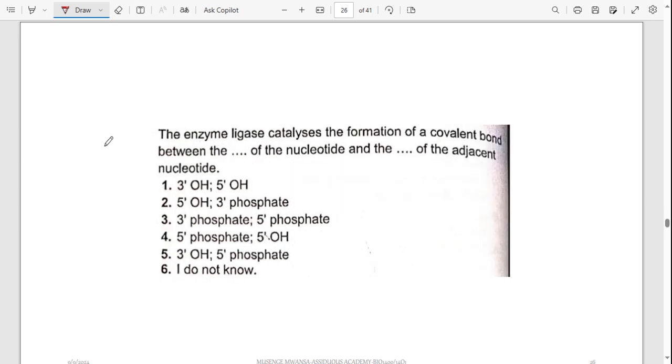Enzymatic ligase catalyzes the formation of covalent bonds between dash of the nucleotide and dash of the adjacent nucleotide. So remember, this is ligase forming bonds. It is always the 3' end hydroxyl. The 5' end has got a phosphate, not hydroxyl. The 3' end has got the hydroxyl. Okay, so 3' end hydroxyl and 5' phosphate.